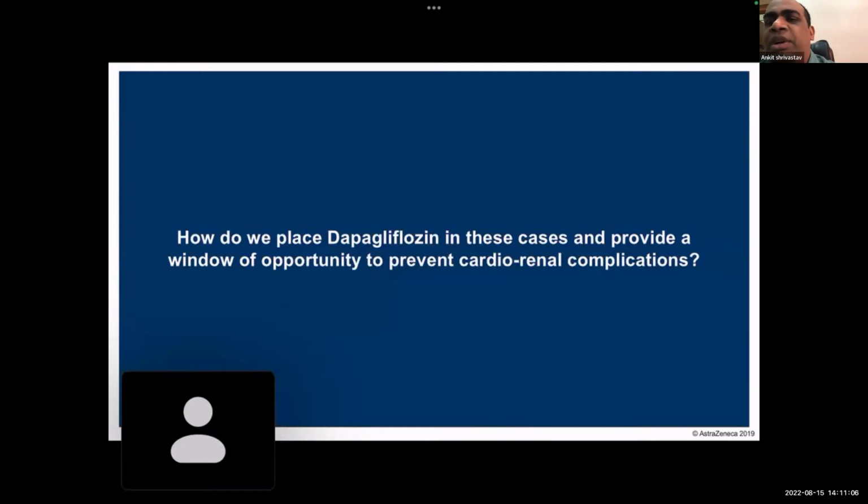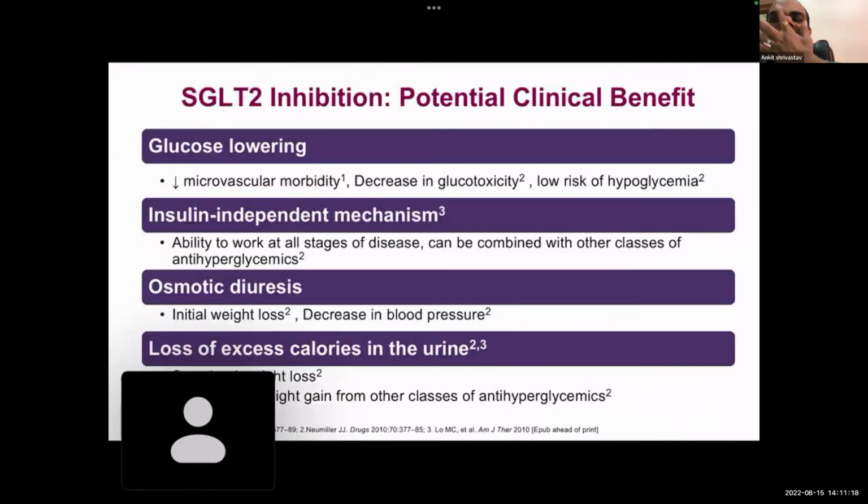So how do we place dapagliflozin in this subset of patients and provide a window of opportunity to prevent the cardiorenal metabolic risk continuum? With SGLT2 inhibition, there are definitely potential clinical benefits. There is reduction of microvascular morbidity, decrease in glucotoxicity, low risk of hypoglycemia, and the ability to work at all stages of disease and be combined with other classes of antihyperglycemics.